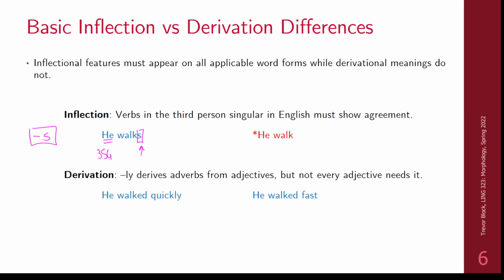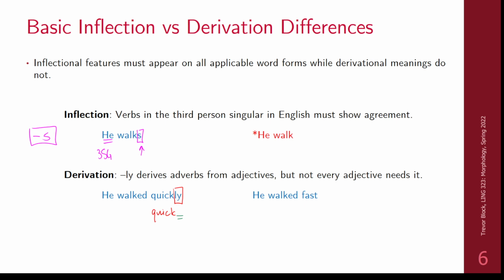So for instance, you can say he walked quickly with an ly, and you could contrast it with a sentence like he walked fast. But you could even say he walks quick. That's acceptable in English. You can use the adjective form as an adverb when you're speaking. And you can see in this case, we don't have the ly there. So the ly could show up, but it doesn't have to. So that's how we know it is derivational, because it doesn't have to show up.